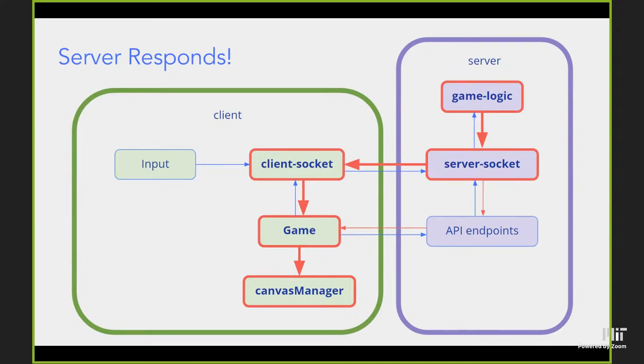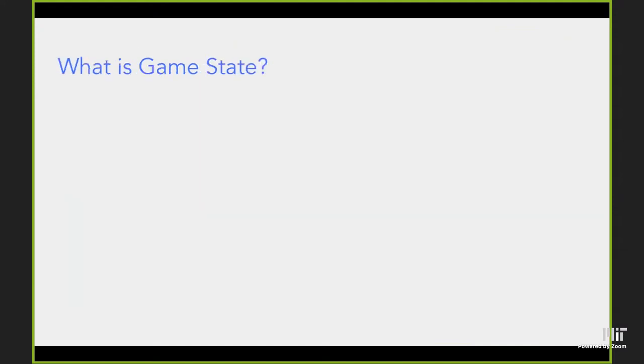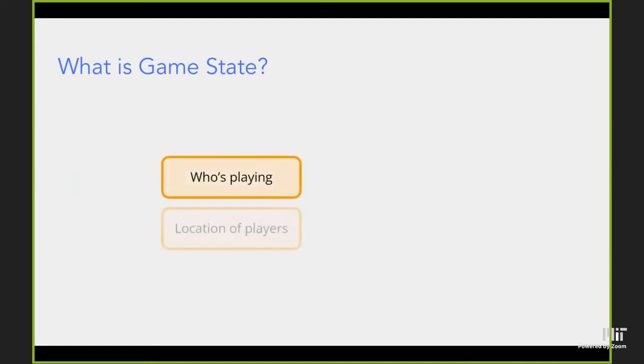Now, this actual thing that we're sending back, it's a bunch of data. You might think about what kind of data we might want to send back. And this is something we call the game state. So what kind of stuff do we keep in the game state? You're going to need to know who's playing the game, so we know who to send it to. You want to know the location of all the players in the game. So in our case, Agario, there's just cells moving around, so you want to know where you are.